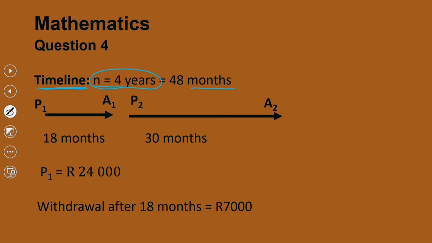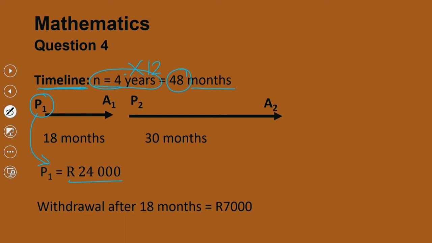How do you do that? You multiply it by 12, and that will give you 48 months. Are we together? So we're talking 48 months. Now, when you break up this 48 months, we start first at P1. That is where we start. P1 is our initial amount of 24,000, right?